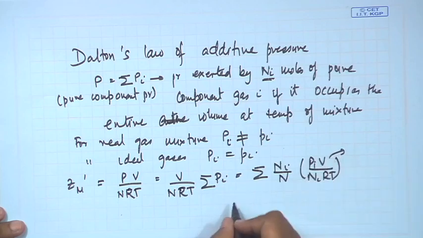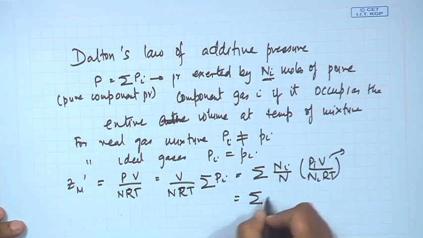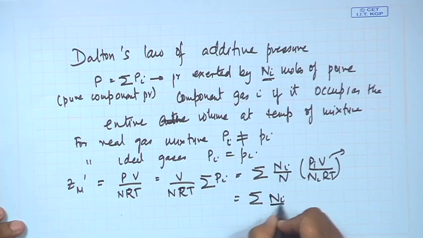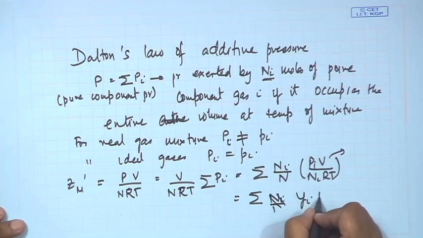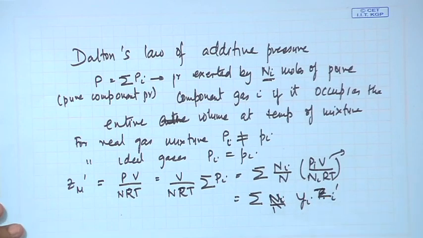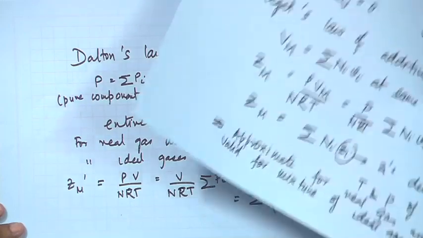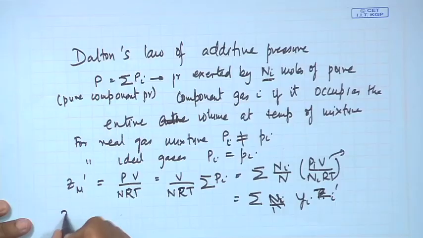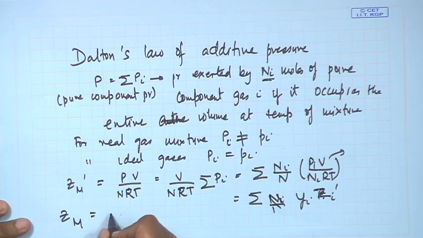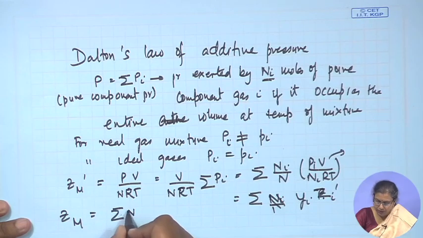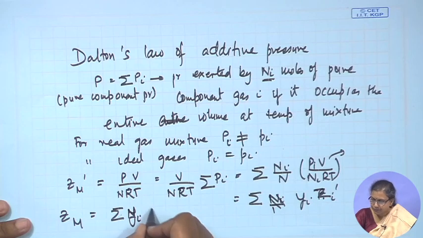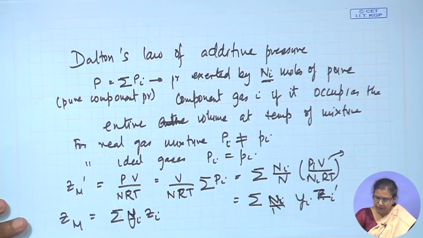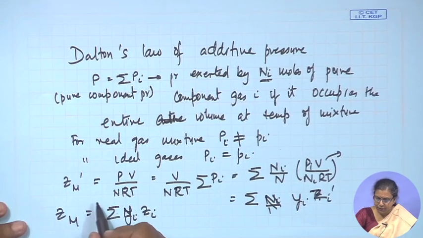Fine. Now, what is this? This is also a form of Z. So, can I not write it as Ni by N, or else I write it as Yi, considering that this is a gaseous mixture, times Zi prime. So, from both the equations, what have we got? If I write down the other equation here for comparison, we get Zm is equal to sigma of Yi Zi.